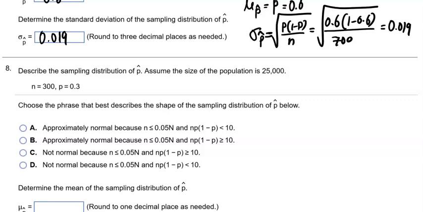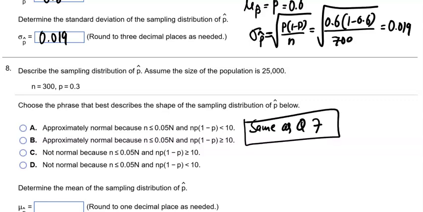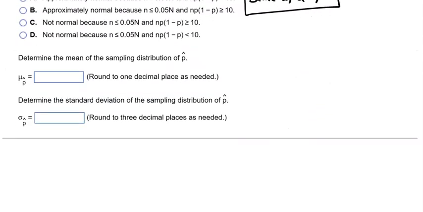Question number 8. Describe the sampling distribution of the sample proportion, assuming the population is 25,000 and lowercase n equals 300, p equals 0.30. Again, it's exactly the same as question 7, so you can finish it yourself, because it's a very similar question.